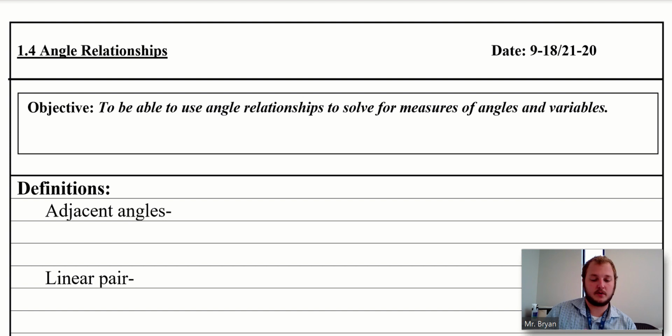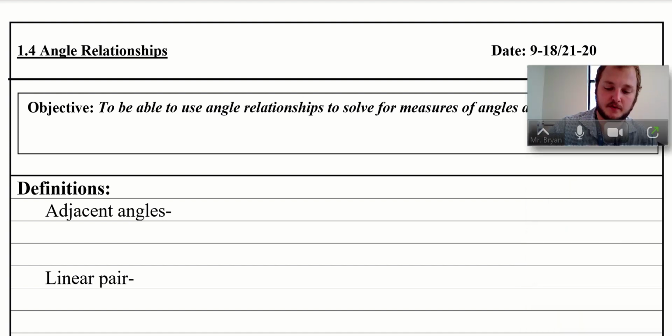And then the objective for today: I want you to be able to use these angle relationships to solve for measures of angles and variables. This is one of the first times that we're getting into these ideas with geometry, where we have information about a pair of angles or a group of angles, and then we can use that to solve different problems. We do that all the time in geometry, so we're going to be practicing that a good amount today.